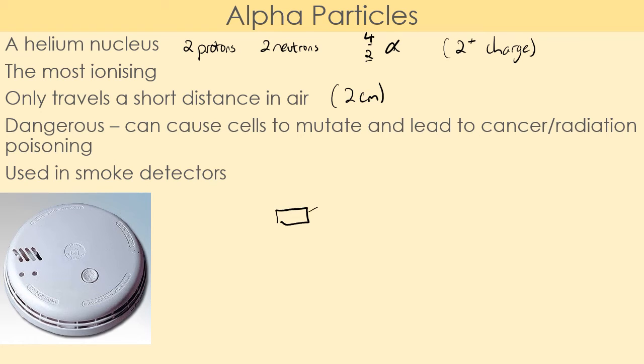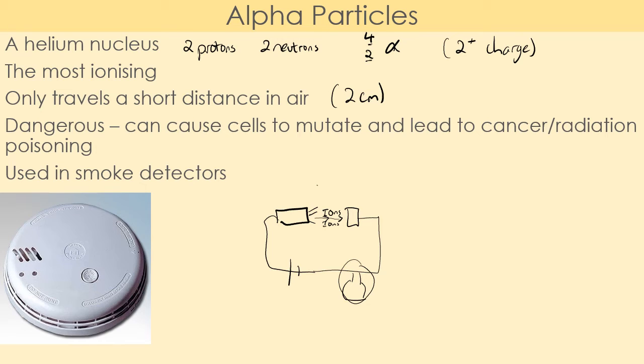We've got our source and we have a circuit linked up and a detector. So we've got a battery in there as well and a buzzer. Apologies, it's upside down. As the alpha particles are passing through, they will ionize the air here, meaning that a current can flow. So we can get a current flowing through here. That stops the buzzer going off.